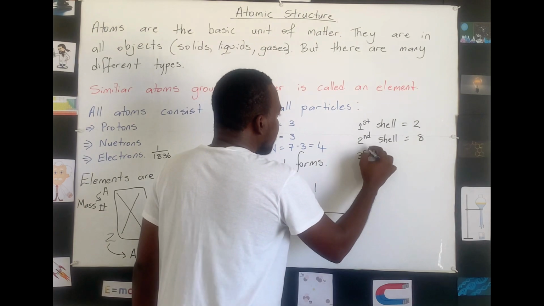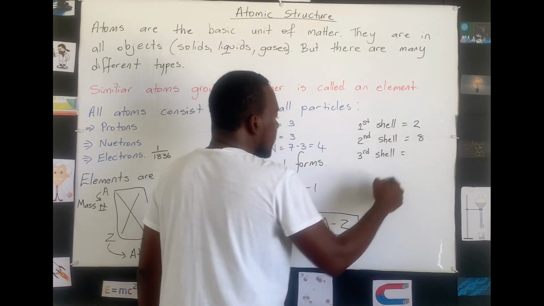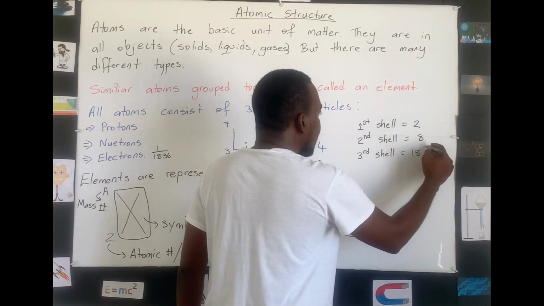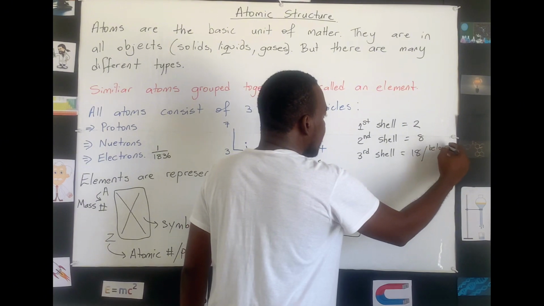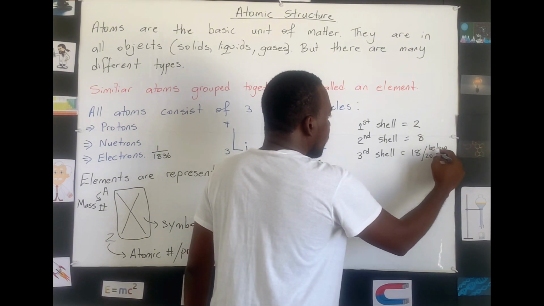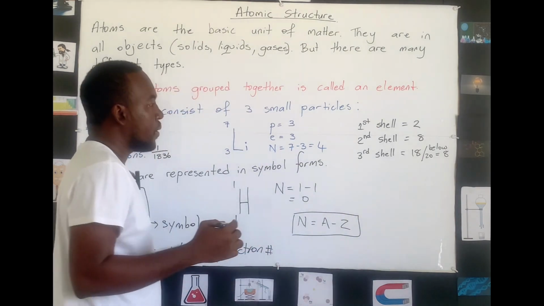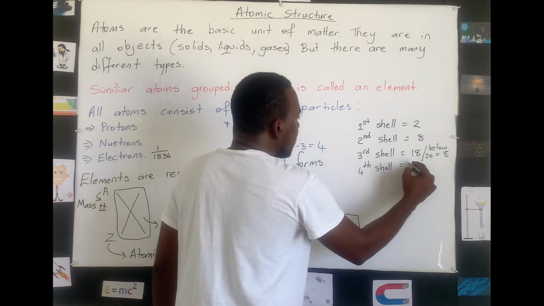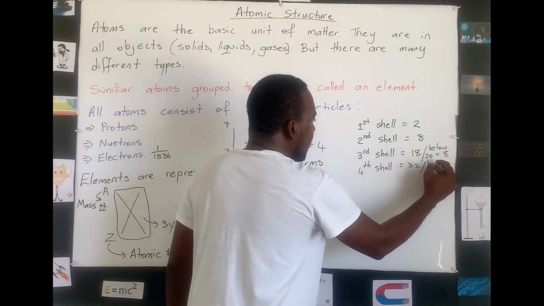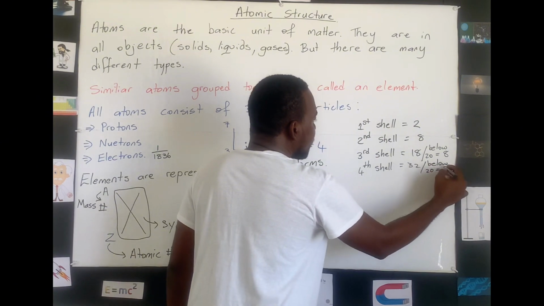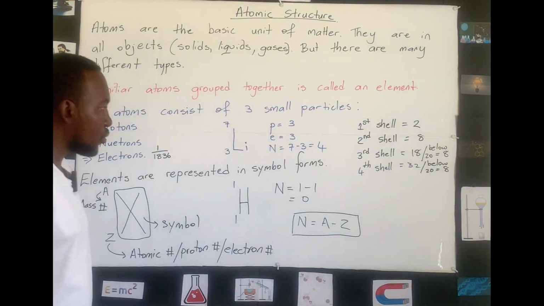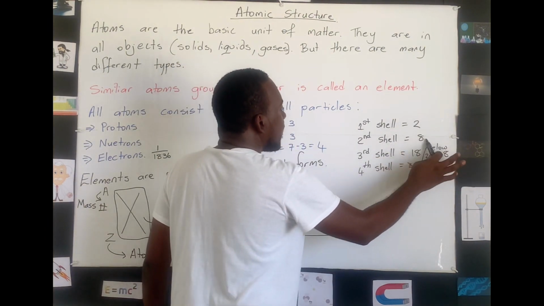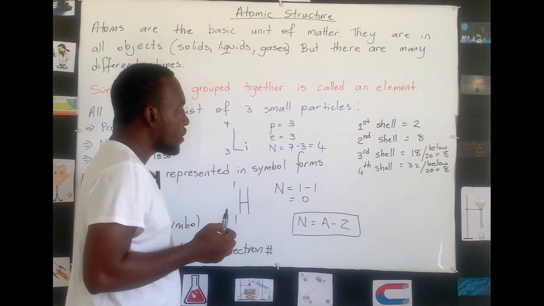The third shell, primarily for elements above 20, holds 18, but for elements below 20, we're going to use 8. And then the fourth shell will hold a maximum of 32, but again, below 20, we're going to just use 8. So we only focus on the first 20 elements, so the order in which the maximum will be 2, 8, 8, 8.